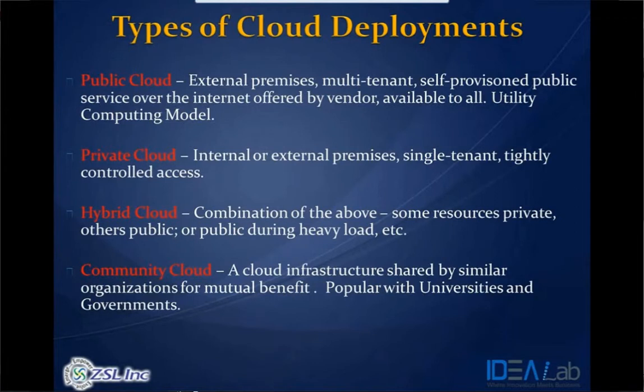The three clouds you usually will come across are the public, the private, and the hybrid. Now the community cloud is picking up, but I'll explain to you in a few minutes what it means. The public cloud, as it says, external premises, multi-tenant, self-provisioned, public service over the internet offered by the vendor, available to all, utility computing model.